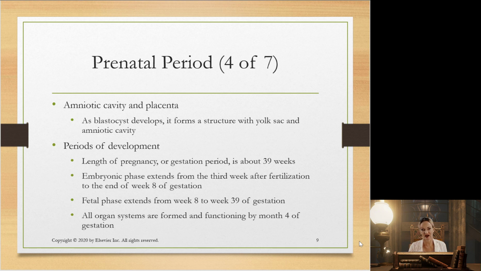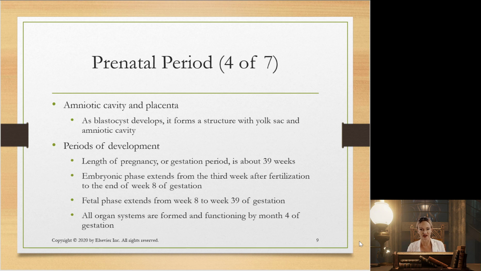Now the amniotic cavity and the placenta, let's talk about these. As the blastocyst develops, it forms a structure with a yolk sac and an amniotic cavity. The amniotic cavity becomes a fluid-filled, shock-absorbing sac, sometimes called the bag of waters. And the placenta is composed of tissues from the mother and the child.